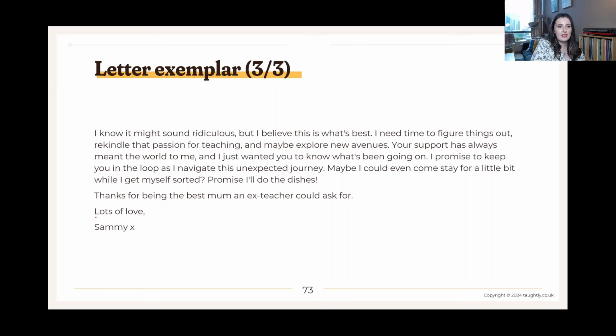So notice here we've got lots of love because obviously you would love your mum. Sammy instead of Samantha, so we've got a nickname and also a kiss too. Definitely getting a sense of a relationship. She's asking to stay, she's being a bit cheeky and promise I'll do the dishes rather than I promise I will do the dishes, so quite informal language and implying that in the past she didn't do the dishes, she wasn't very clean, so definitely creating that sense of realism there.